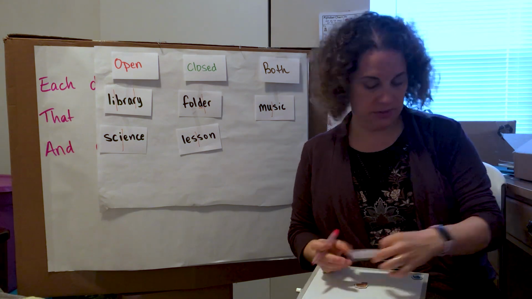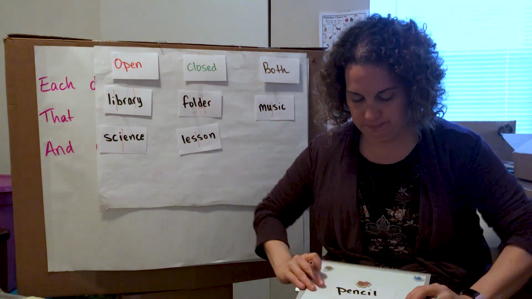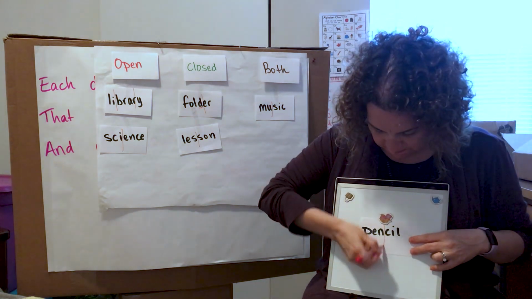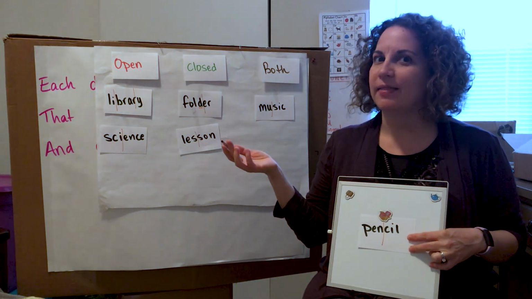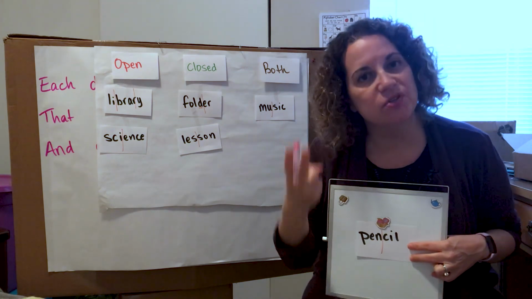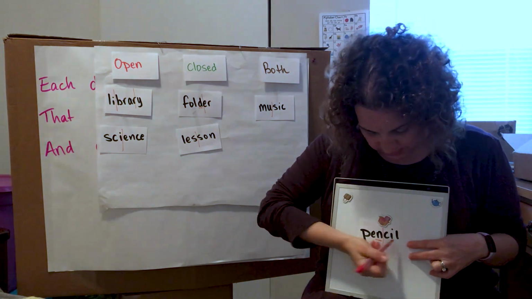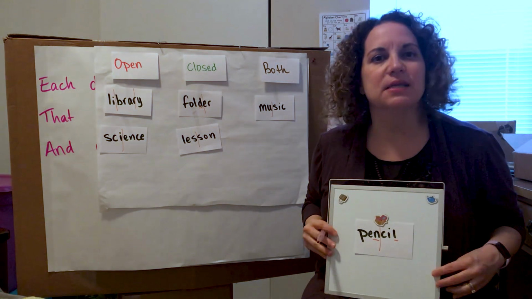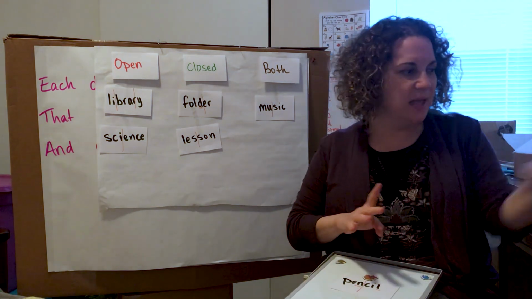What about pencil? What do you have happening in pencil? Let's break it. Pencil. I think I heard you say it. You noticed right away we have two closed syllables, don't we? Each syllable ends in a consonant and the vowel makes a short sound. So that's an example of a closed syllable. Pencil.